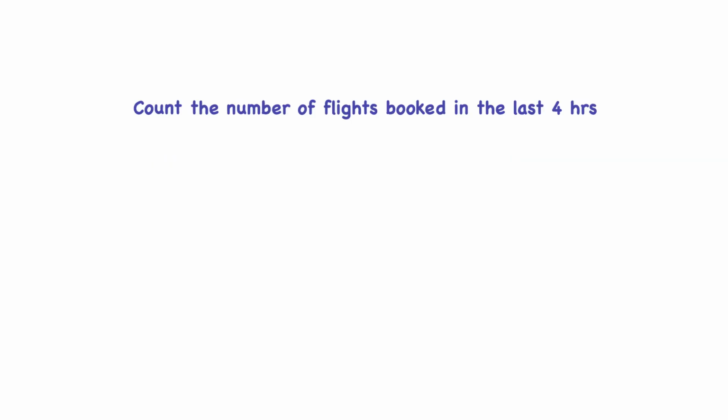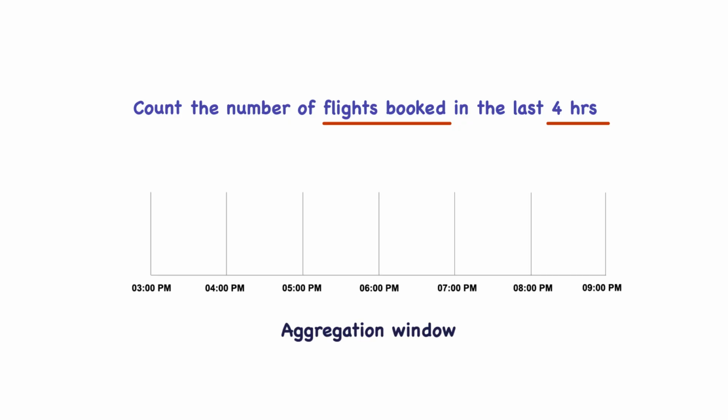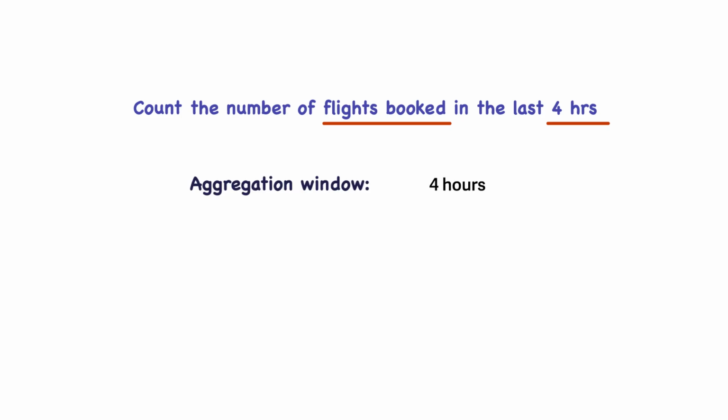Suppose we want to count the number of flights booked in the last 4 hours. Before creating a signal, let's understand how it works. The aggregation window divides the stream of event data into finite chunks based on time interval. To compute flight booked in the last 4 hours, we want the aggregation of latest 4-hour data. So the aggregation window would be 4 hours here.